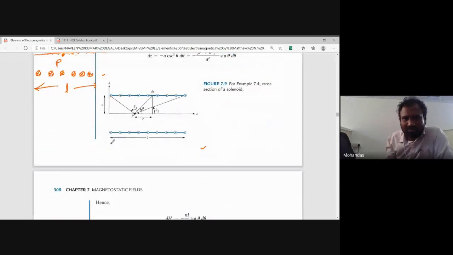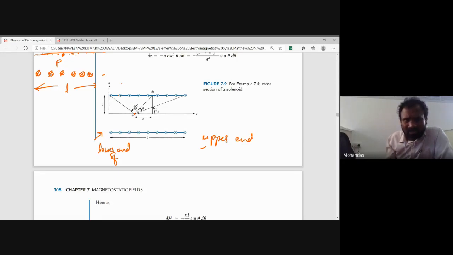Now come to this diagram. Is it clear? Can everybody understand this diagram? This is a cross-sectional view of a solenoid. P is the field point, and theta 1 is the angle from the axis of the solenoid to the lower end. This is called the lower end, the starting end of the solenoid. This is called the upper end of the solenoid.